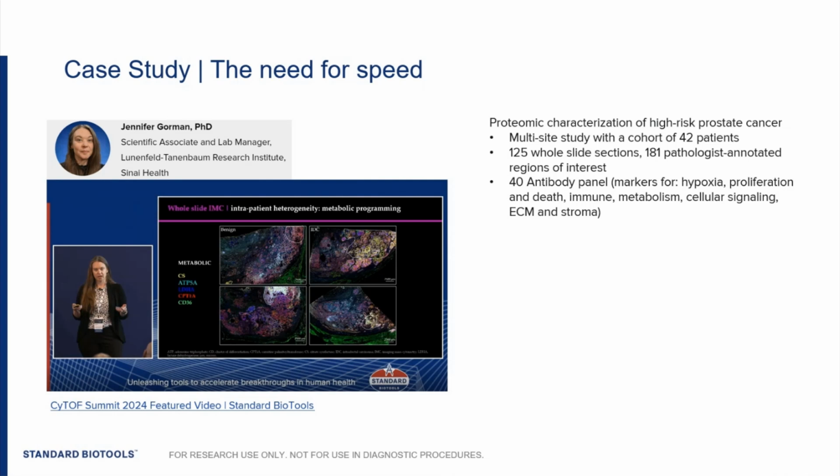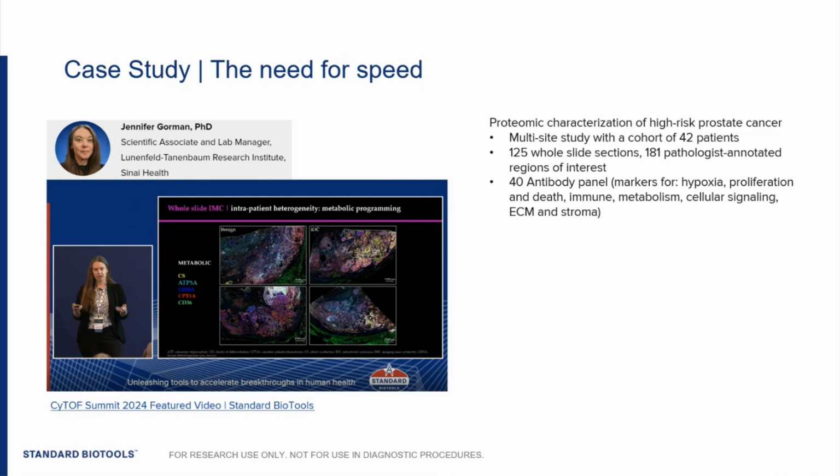So in total, there's a cohort of 42 patients, but they had 125 whole slide tissue sections that were stained with a 40 antibody panel. This very large 40 antibody panel was needed for her team to identify multiple parameters within the tumor samples. For example, identifying multiple kinds of immune cells, lymphoid and myeloid cell types, markers to study hypoxia, cell proliferation, cell death, metabolic markers, etc. So a very high parameter antibody panel on many, many samples.